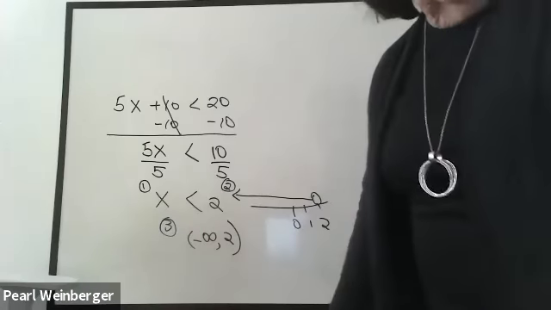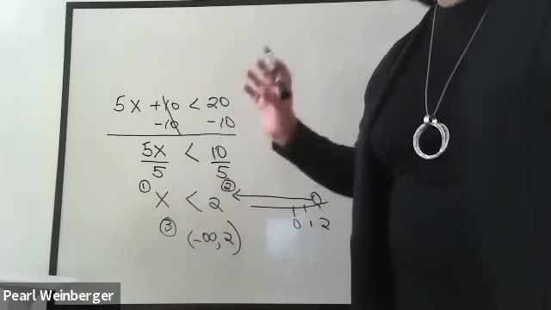Professor, I know you said that number 3 is interval notation. Number 2 is the number line, and number 1 is what? Just the inequality. Okay, thank you. Just like a regular answer.